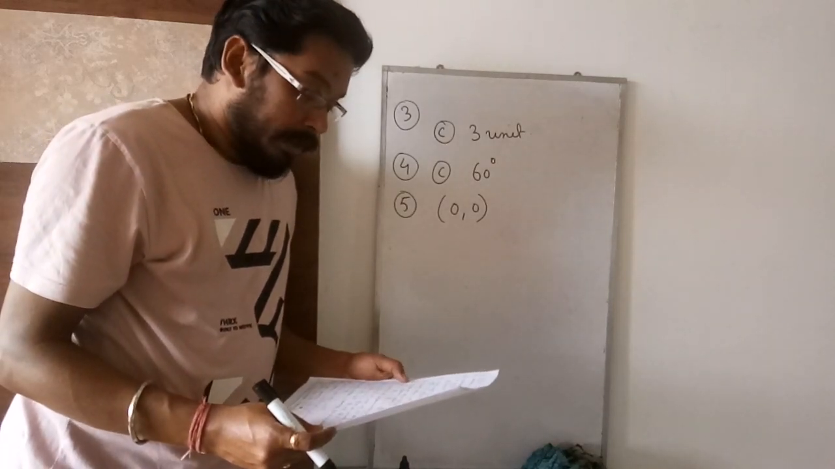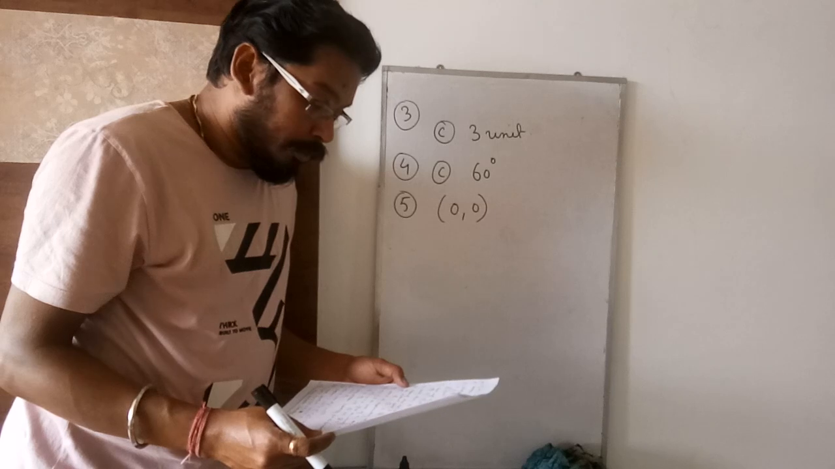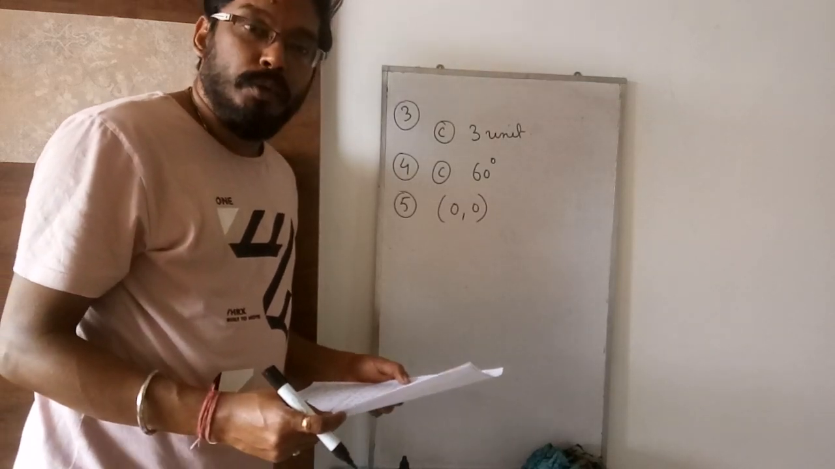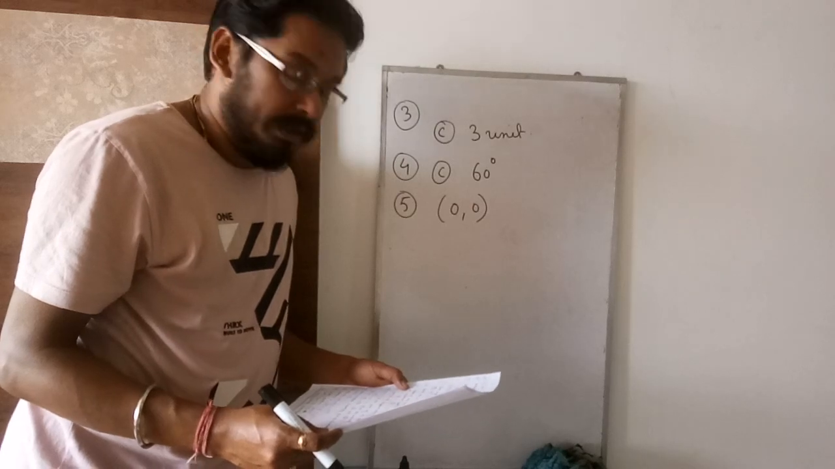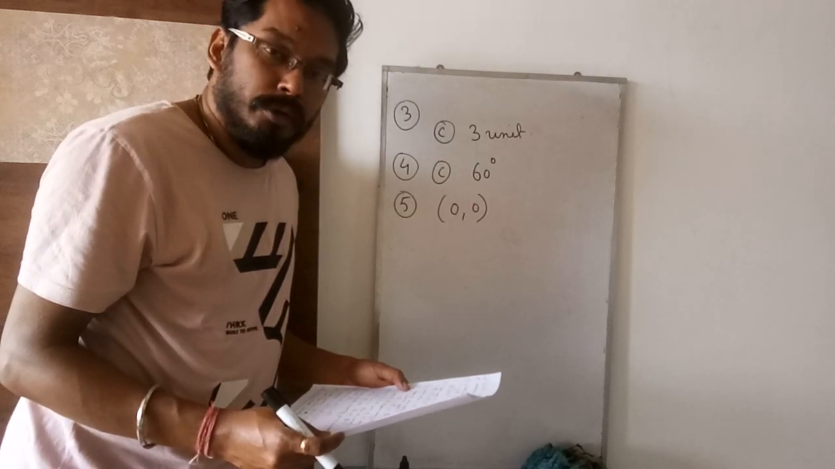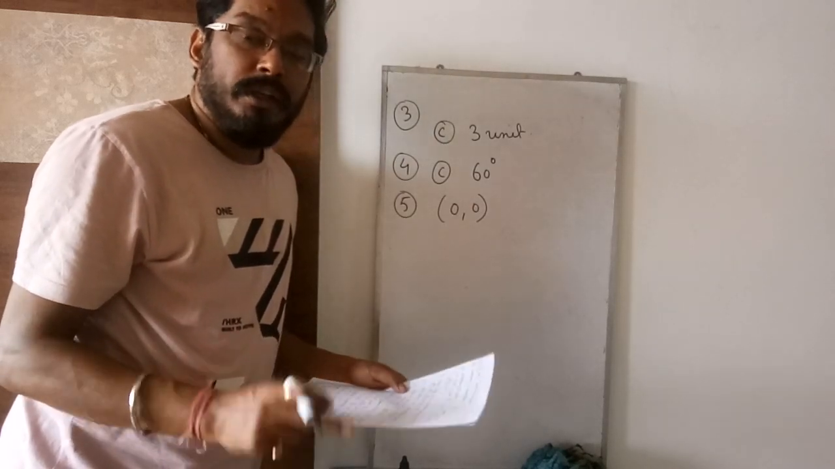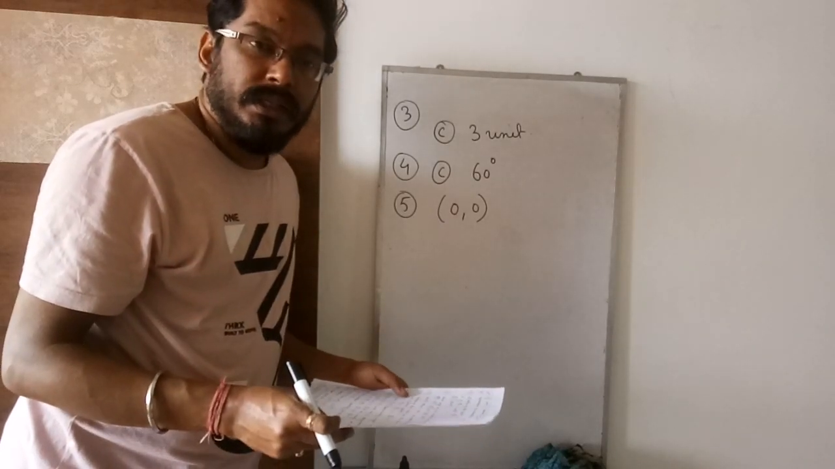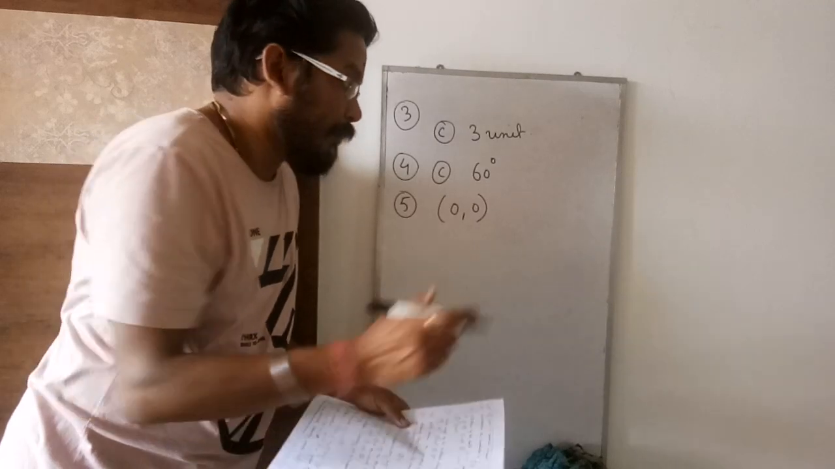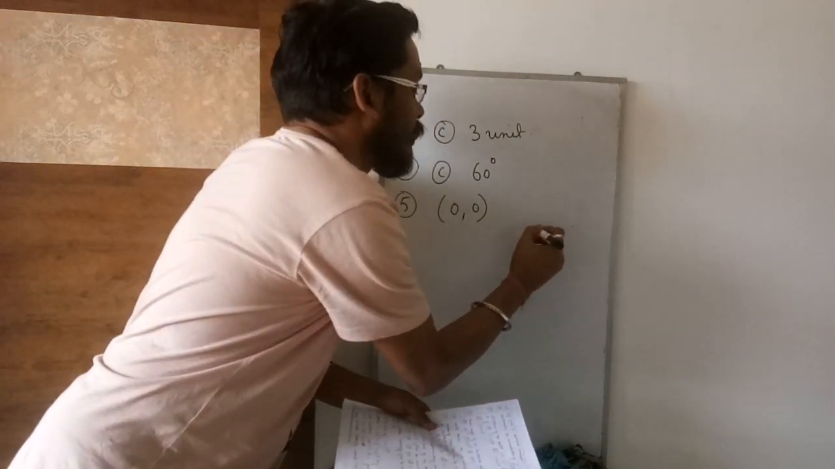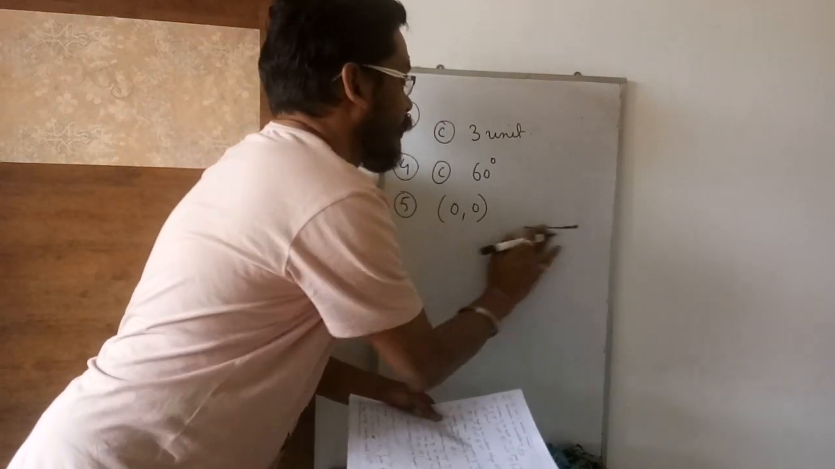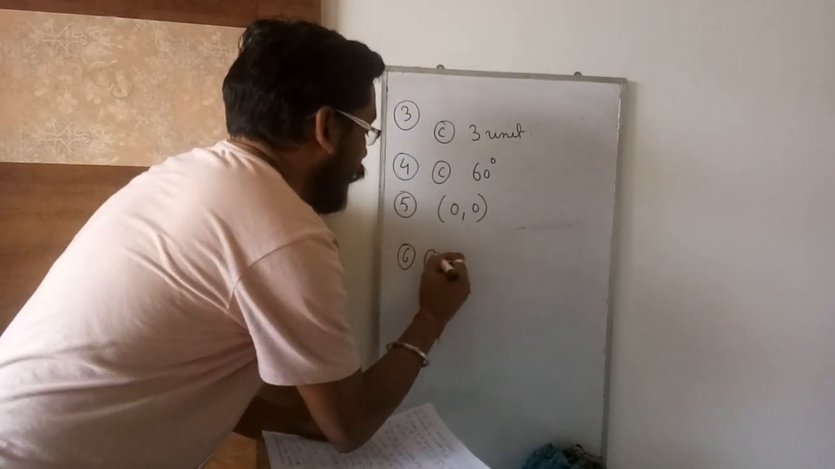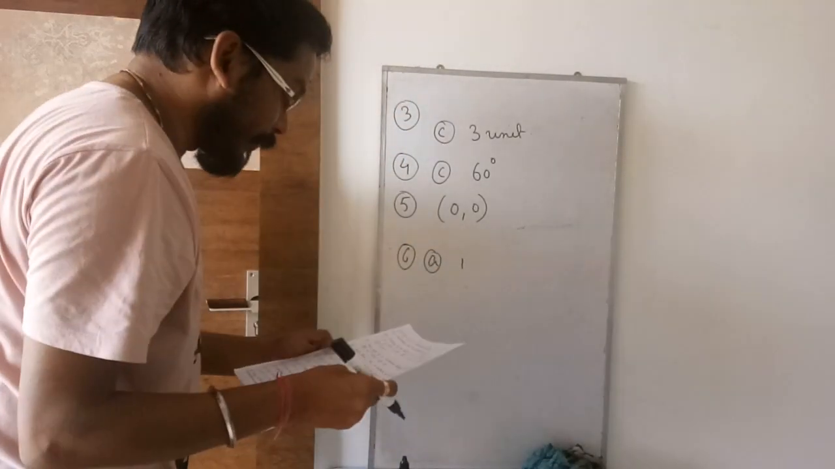Next, number of lines that can be drawn through 2 distinct points. In the question it is missing. Number of lines that can be drawn through 2 distinct points. If it is 1 point, you can draw an infinite number of lines. Since they have said here 2 distinct points, because between 2 points you can draw only 1 line, your answer will be 1. So it will be 6A, 1. Okay, and this is 5.